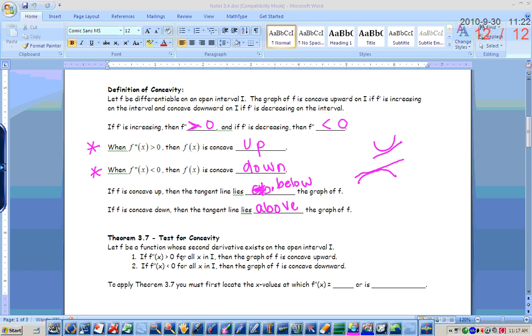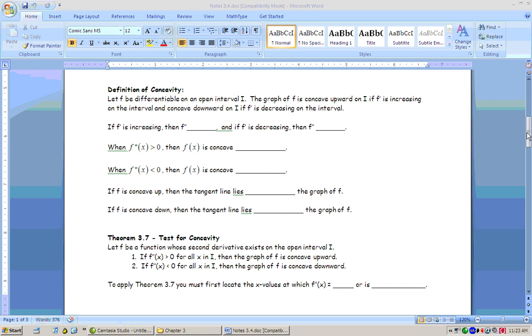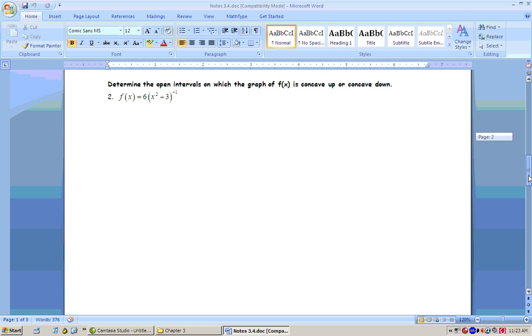If your second derivative is greater than 0, then f is concave up. If your second derivative is less than 0, then f is concave down. We're going to do this exactly the same way we did increasing and decreasing, but using the second derivative. So you must first locate the x values at which f double prime equals 0 or is undefined. For increasing and decreasing, we set the first derivative equal to 0 or found where it was undefined. For concavity, we do the second derivative. You know how to do this because you know how to do increasing and decreasing.